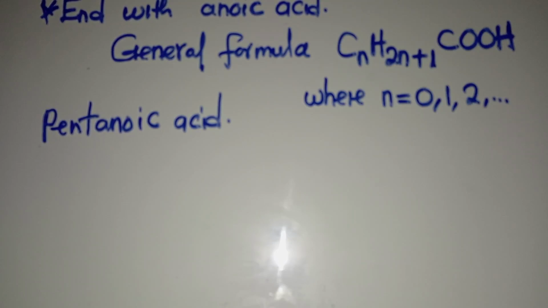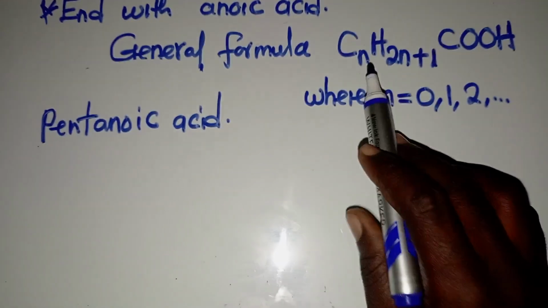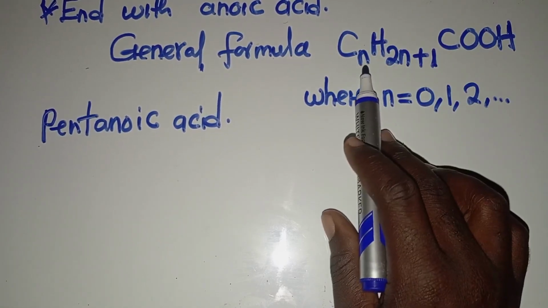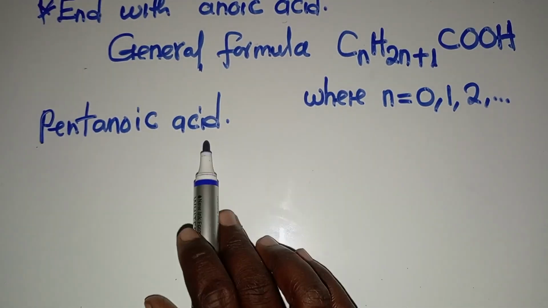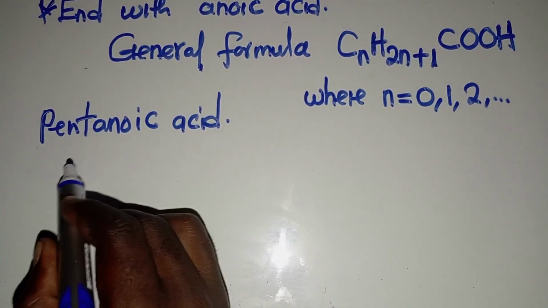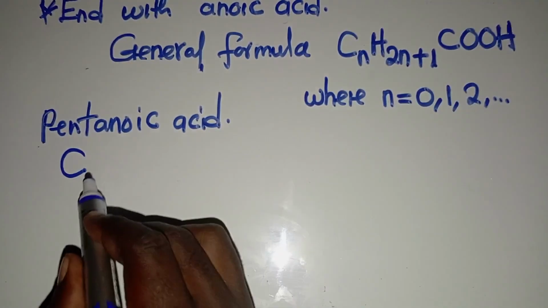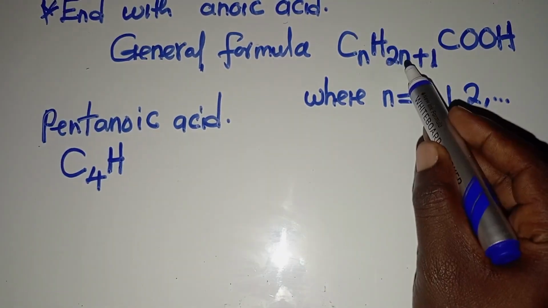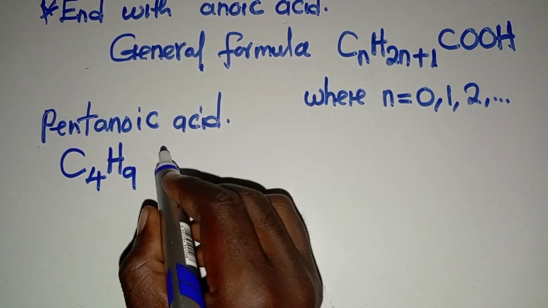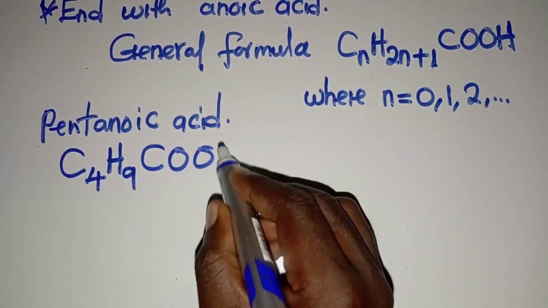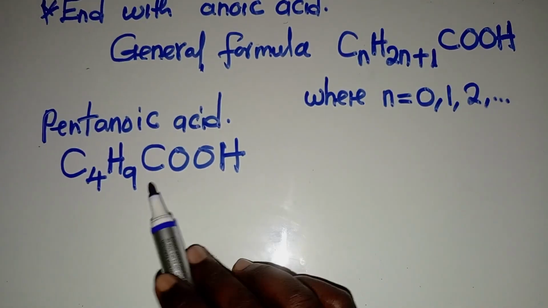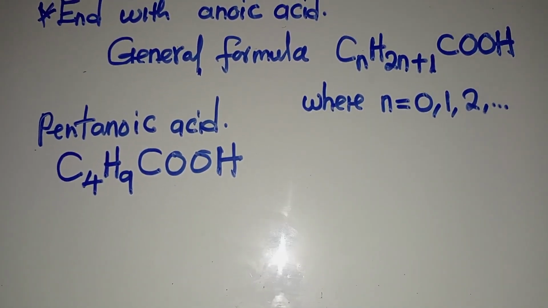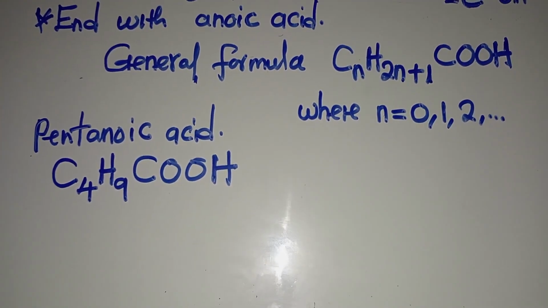So, pentanoic acid, it is on number 5. It drops 1, so it becomes 4. Meaning that where there is N, I shall put a 4 so that this pentanoic acid gets to be formed. So I say C, then N, that is a 4. Then H: 2 times 4, 8, plus 1, 9. Then I say COOH. The moment you see COOH, just know that that is a carboxylic acid.